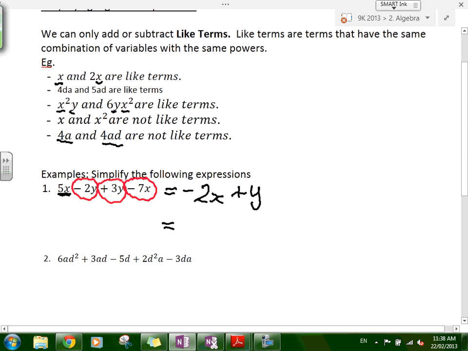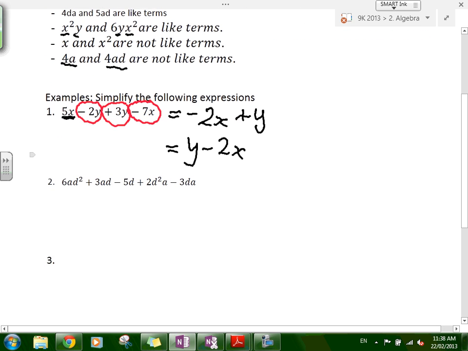Now, if we wanted to rewrite this, Nick, close the window. We can switch the order around. It doesn't matter. So we can do y minus 2x instead. You can switch it around. It's still the same. When it's plus and minus, you can switch the order around, and it doesn't change the result that we have. All right, that's the first one.